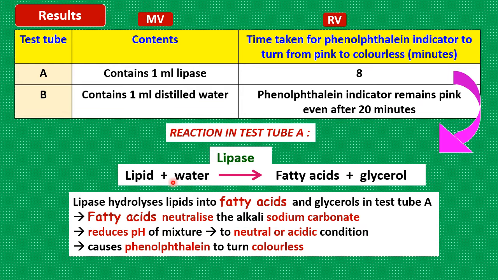So the reaction in test tube A is lipid plus water, then hydrolysis occurs using this enzyme lipase, and the products are fatty acids and glycerol. So lipase has hydrolyzed the lipids into fatty acids and glycerols in test tube A, and the fatty acids then neutralize the alkali sodium carbonate. It reduces the pH of the mixture and may even cause it to turn acidic. Anyway, the pH will be reduced below pH 8.3 or 8.4, and this causes the phenolphthalein to turn colorless, in neutral and acidic conditions.